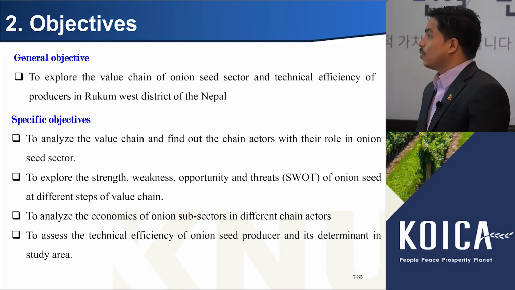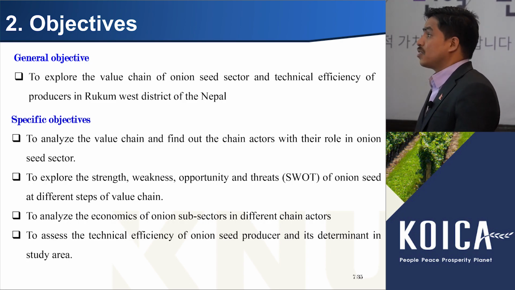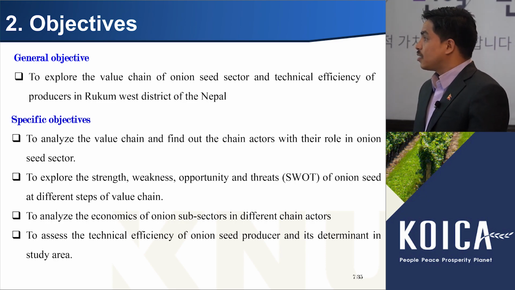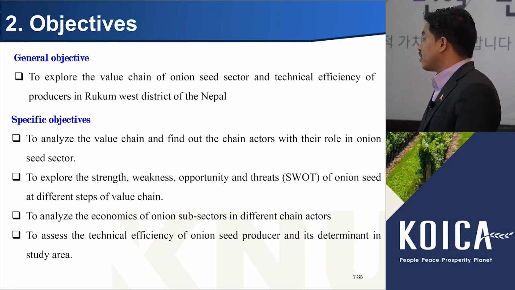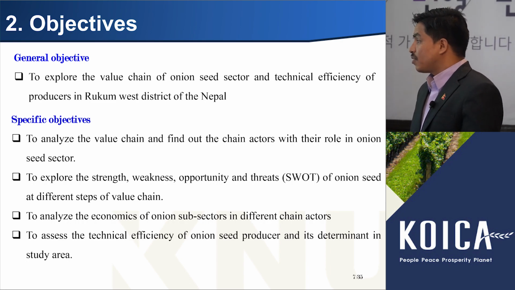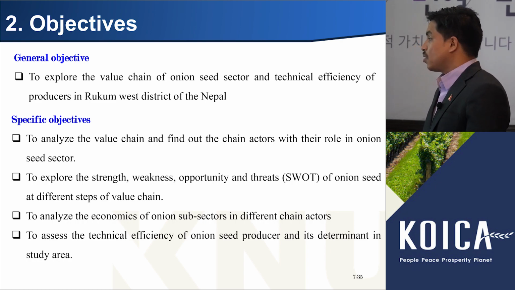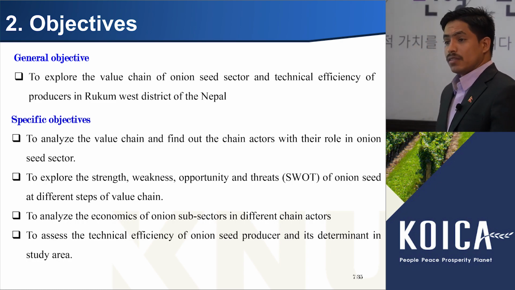This is my general objective: to explore the value chain of the onion seed sector and technical efficiency of producers in Rukum West district of Nepal. And these are my specific objectives: to analyze the value chain and find out the chain actors with their roles in the onion seed sector, to explore the strengths, weaknesses, opportunities and threats in the onion seed sector in different steps of the value chain, to analyze the economics of the onion subsector among different chain actors, and to assess the technical efficiency of onion seed producers and its determinants in the study area.